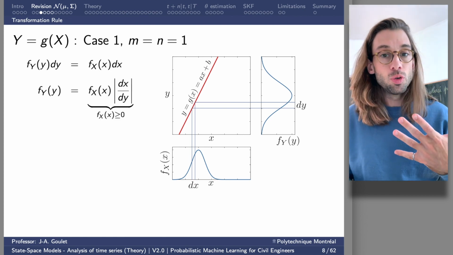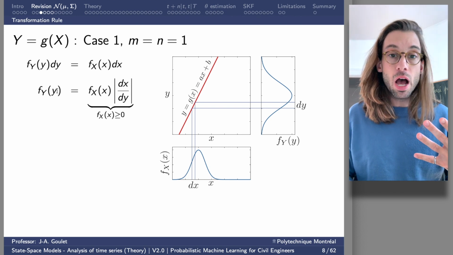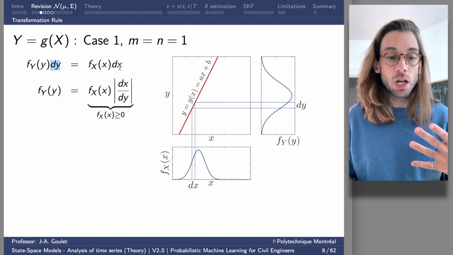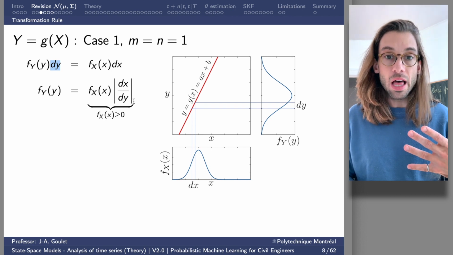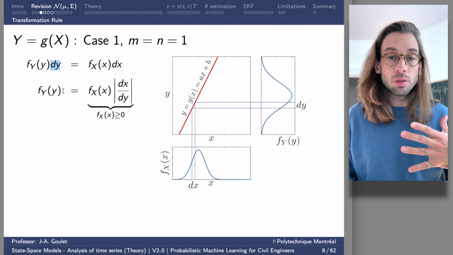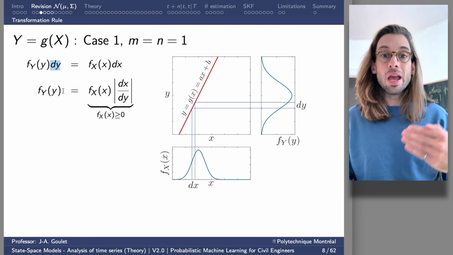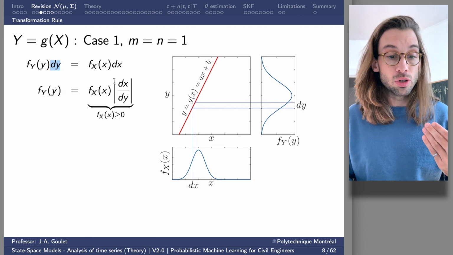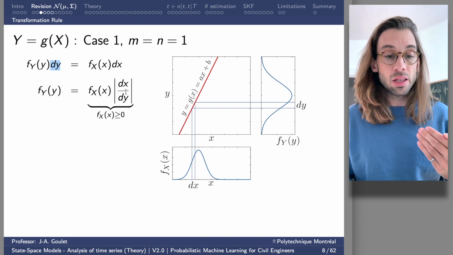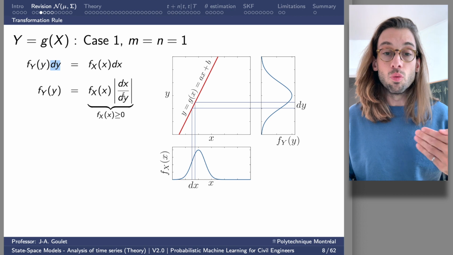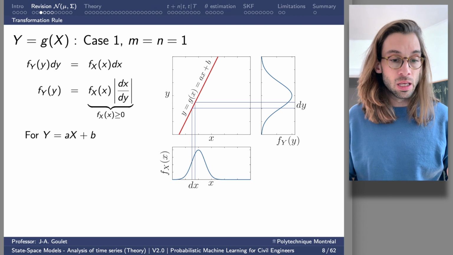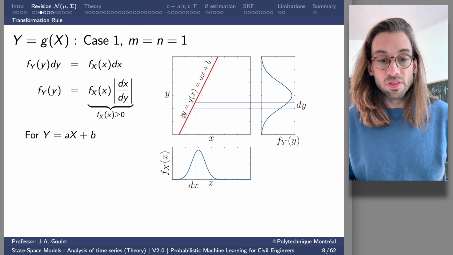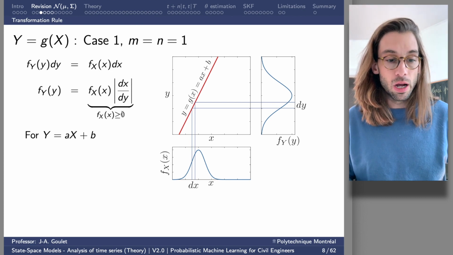If I want to obtain my PDF f of y, I simply send my dy to the other side of the equality, and I take the absolute value. Why? Because the PDF must always remain positive. To enforce this, I use the absolute value in case this derivative would be negative. So this is simply the inverse of the derivative, dx dy.